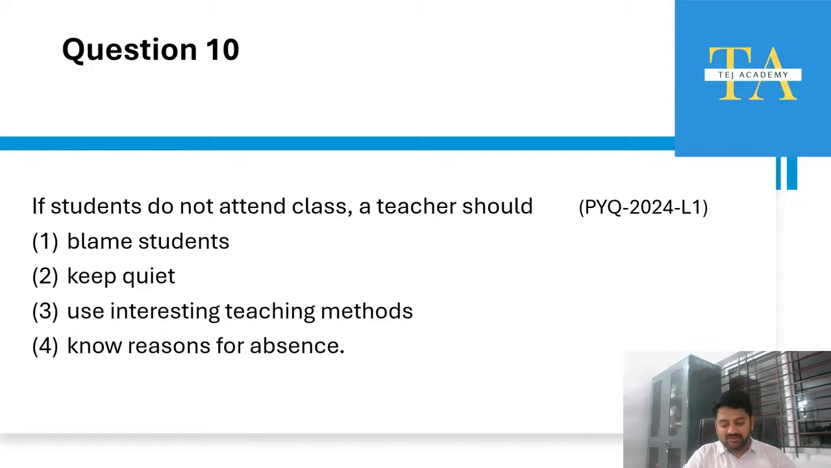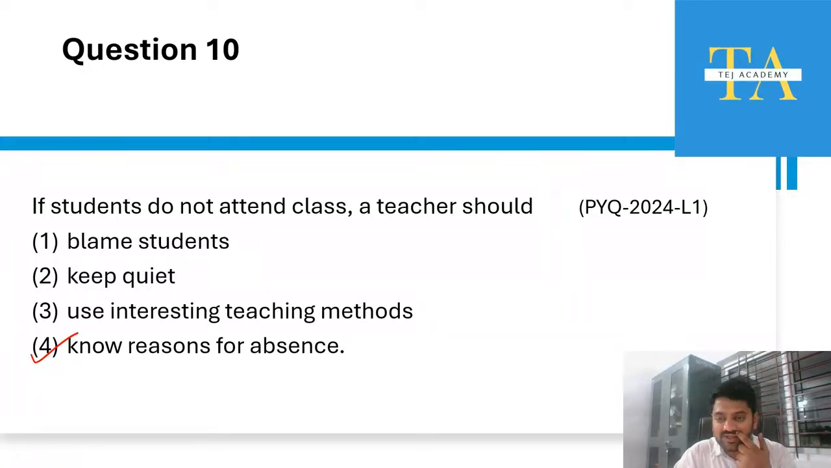Let's move to the 10th question. If students do not attend class, a teacher should blame the students? No. Keep quiet? No. Use interesting teaching methods? Of course. But before that, teacher should know the reason for absence. The fourth one. So here in this question, majority of the students may have opportunity to go for third.